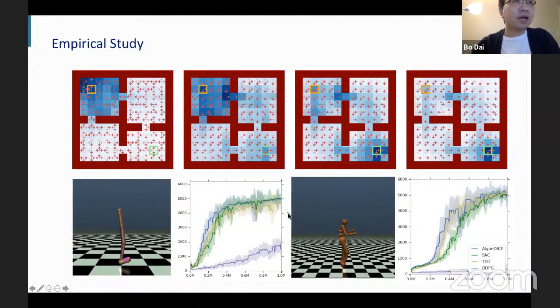And also, we compare with some state-of-the-art model-free algorithms like Soft Actor-Critic, TD3 and DDPG on MuJoCo. We just pick two examples here. One is called Walker2D. The other one is Humanoid. The blue line is ours, and the rest of the lines correspond to our competitors. You can see the corresponding results here. We don't say we beat all of them, but we are comparable with them. So yeah, this is the empirical study.